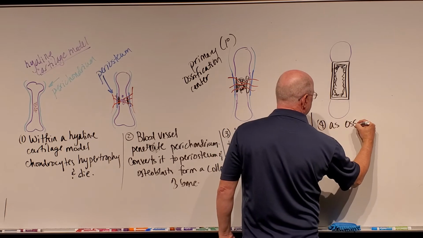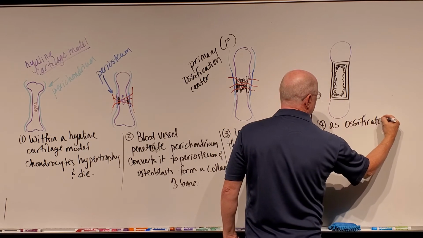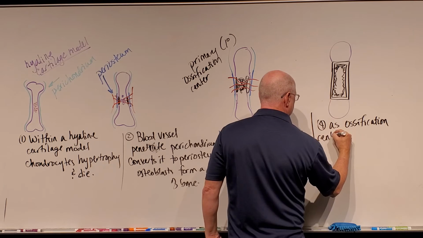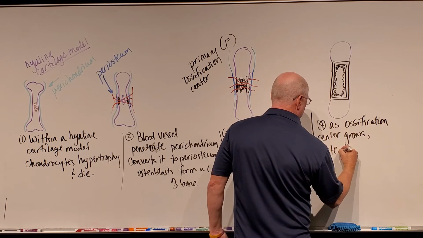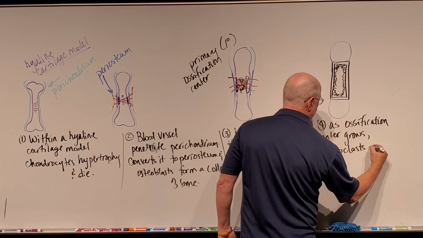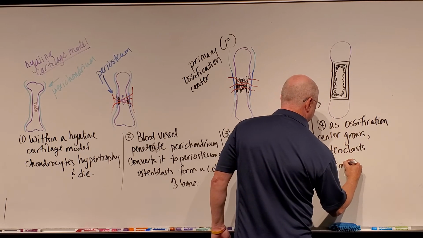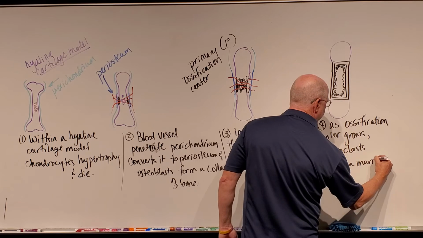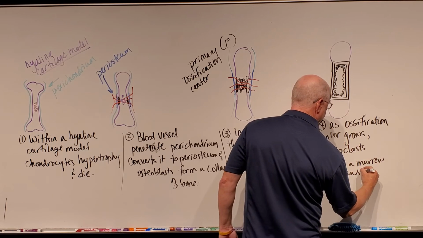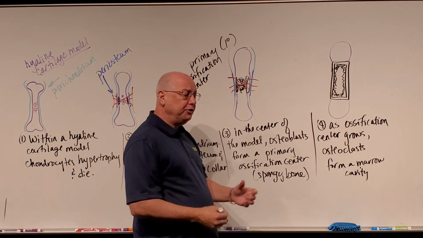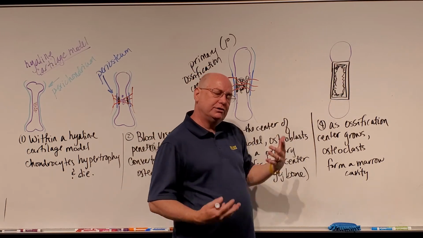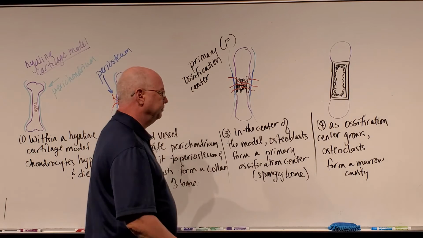As the ossification center grows, osteoclasts form a marrow cavity. So now you can start to see the beginnings of what looks like the diaphysis of a long bone.